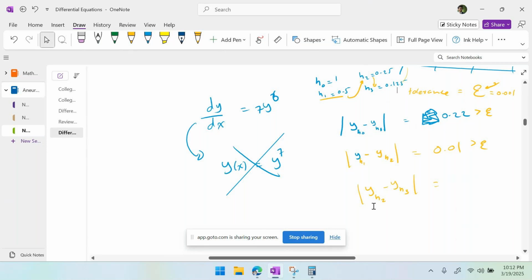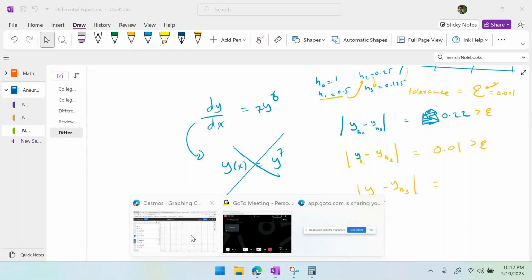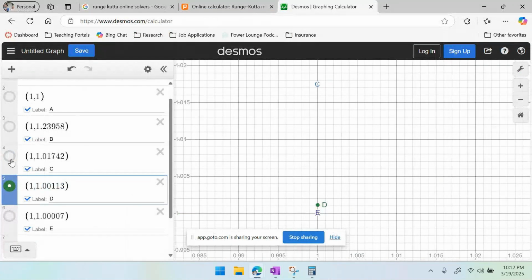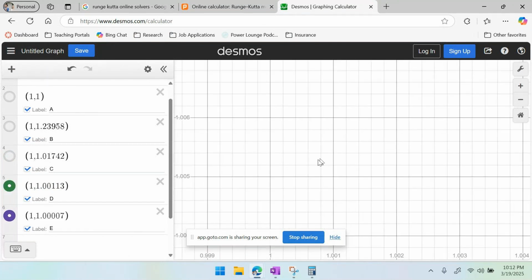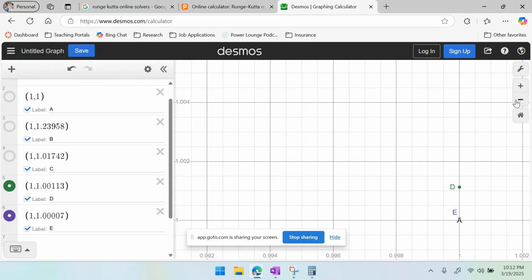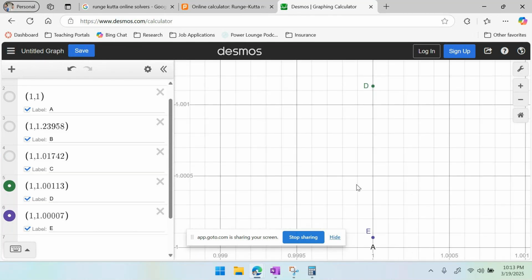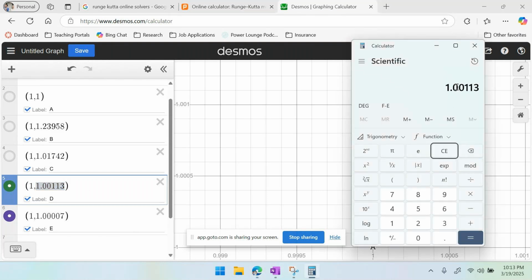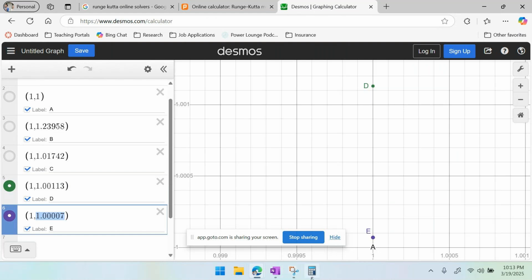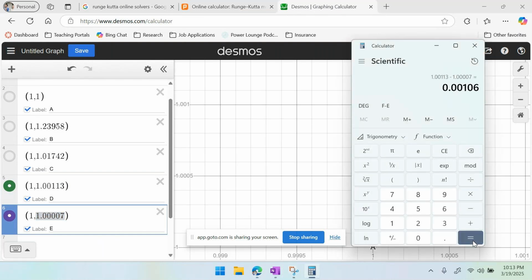All right, so now we need the measurement between this and this, and that is D and E. Let's zoom in. Where did it go? Okay, so what I have is this one. This gap, I need to measure that. This one minus this one. See, it's 0.01.